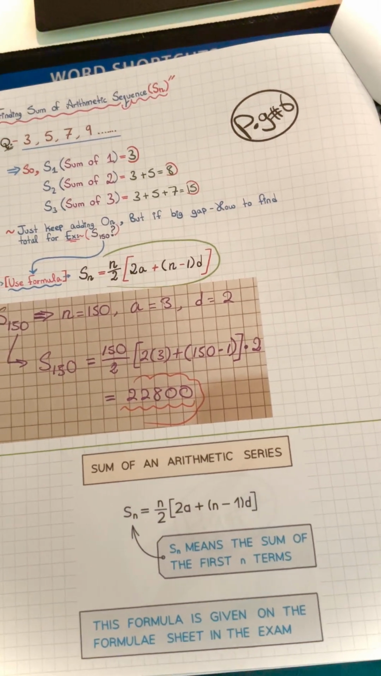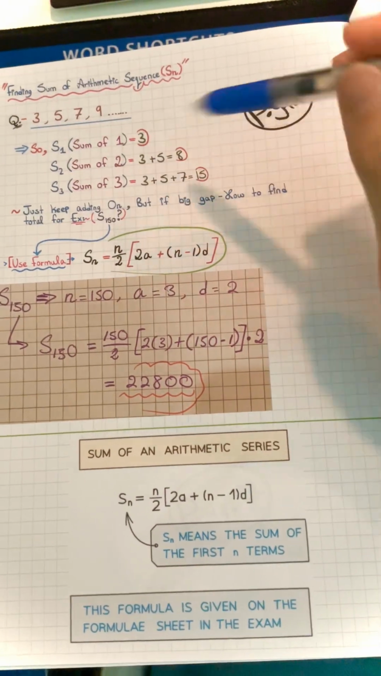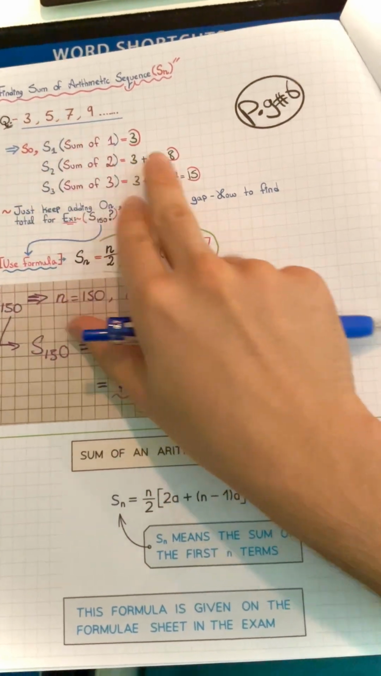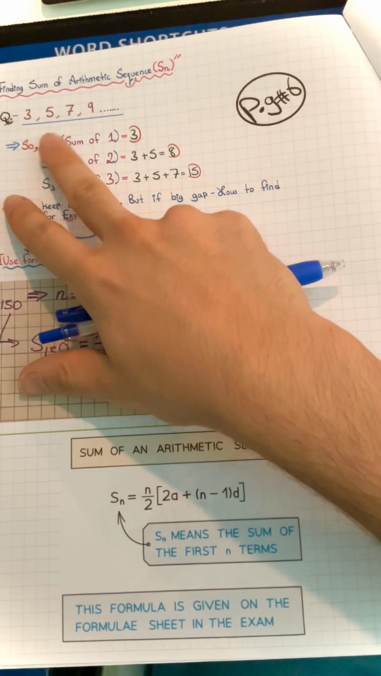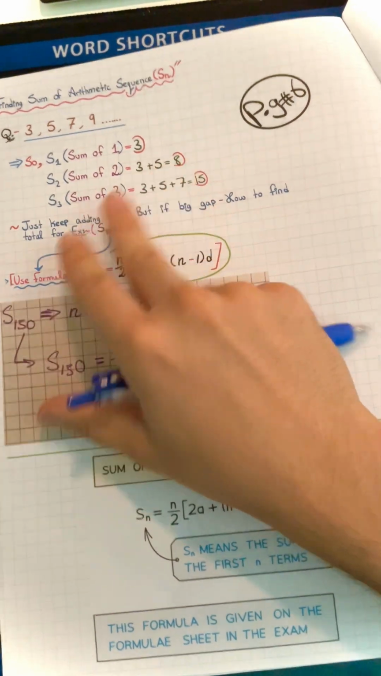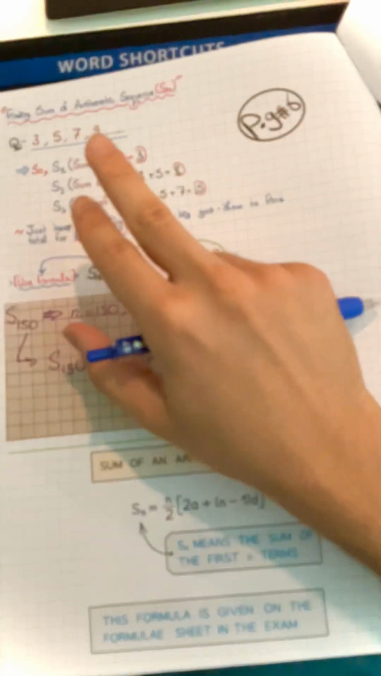So sum of 1 is 3, right? Because the first one is 3. Sum of 2, we need the sum of 2 numbers, is 8, right? 3 plus 5. The sum of 3 numbers is 3 plus 5 plus 7, which is 15. The sum of 4 numbers is 3 plus 5 plus 7 plus 9, right?